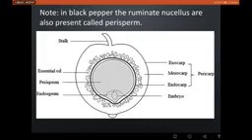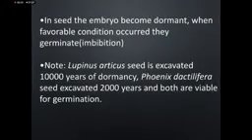We studied earlier about nucellus. In black pepper, the remaining nucellus is also present, called perisperm. In this picture, you can see the perisperm here. These perisperms are degraded in most fruits, but in the case of some fruits, these perisperms remain present, that is, the remaining portions of nucellus.